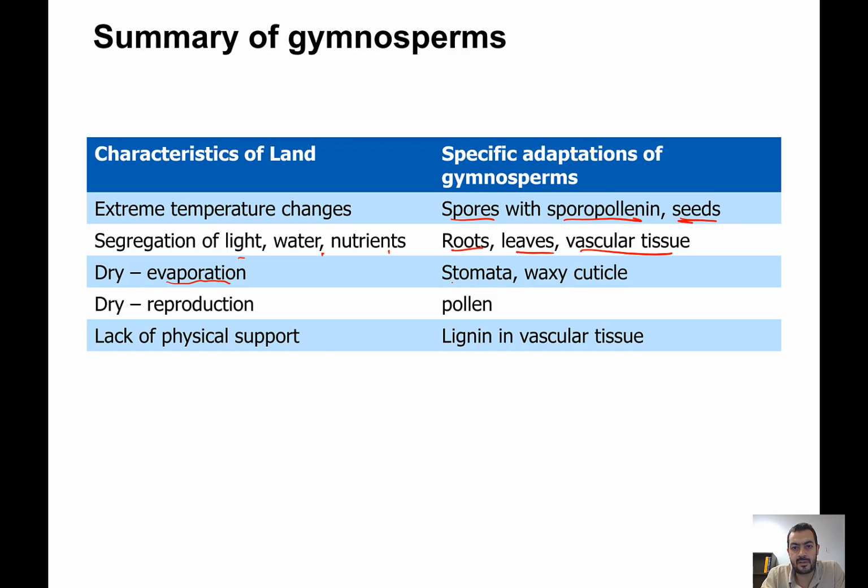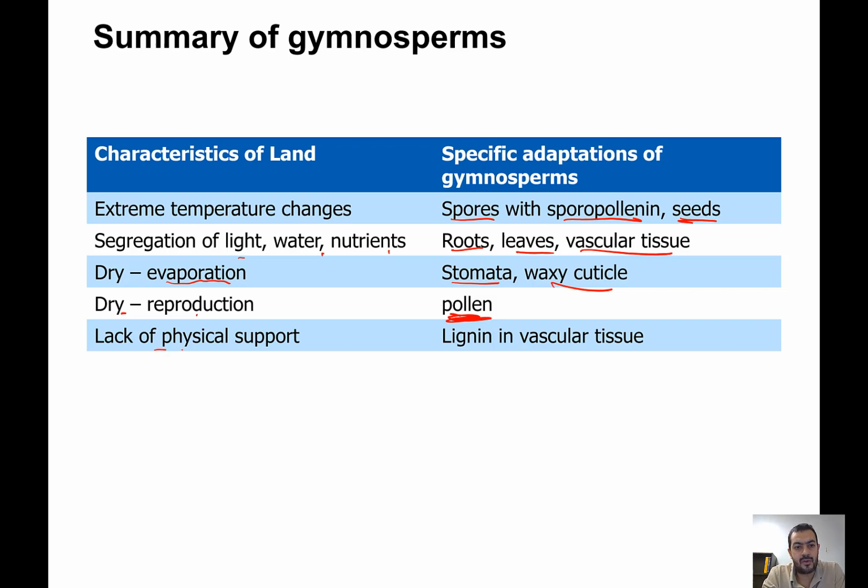And how do they survive the dry conditions in terms of evaporation? They have stomata and a waxy cuticle. And how do they survive reproduction in this dry condition? Because now they have the pollen grains, it is not dependent on flagellated sperms. We have sperms, but they are non-flagellated, and these sperms are enclosed in the pollen grains, which gives the advantage of reproduction and being dispersed over long distances without dependency on water.